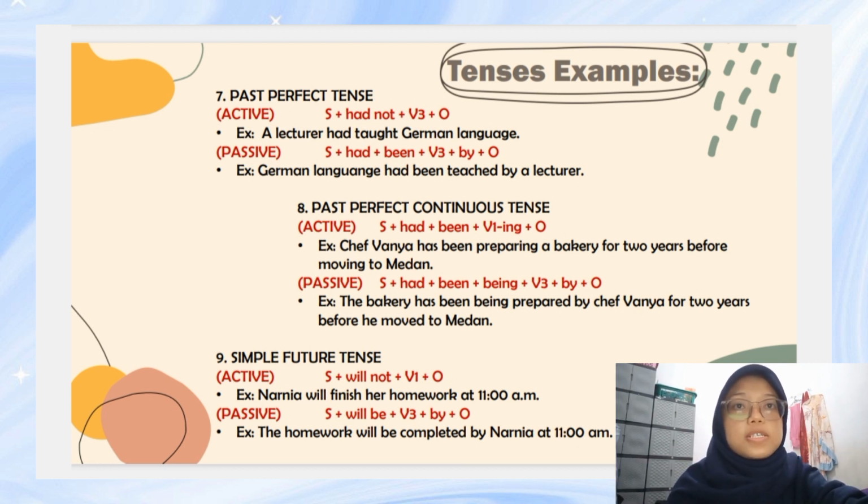Okay, next, simple future tense. For active: subject plus will plus verb 1 plus object. For example, Nabia will finish her homework at 11 o'clock am. And then passive: subject plus will be plus verb 3 plus object. For example, the homework will be completed by Nabia at 11 o'clock am.